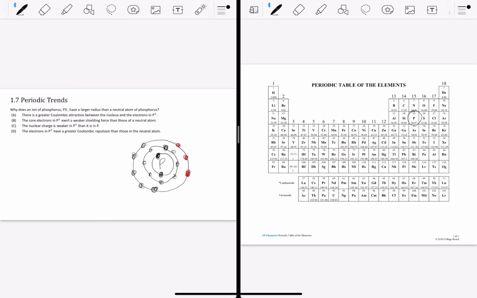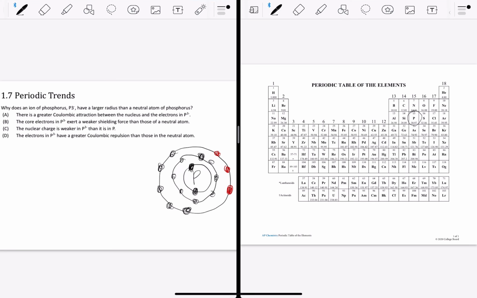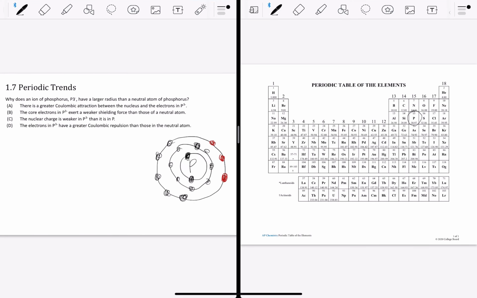A. There is greater Coulombic attraction between the nucleus and the electrons in P3-. That is not true because it's going to have more repulsion force than attractive force in the phosphorus ion.